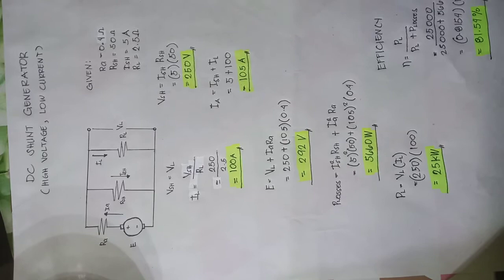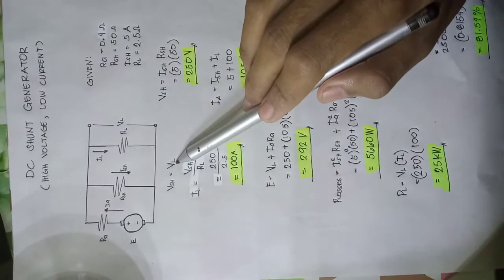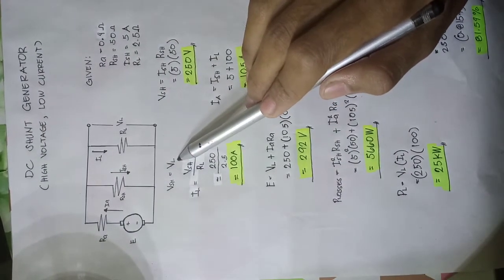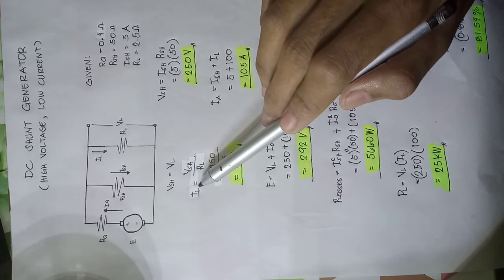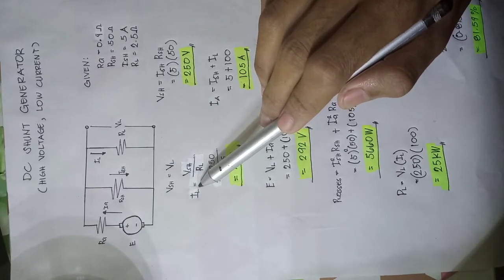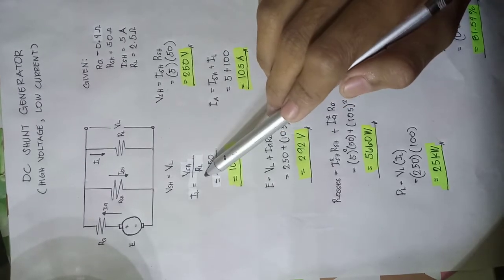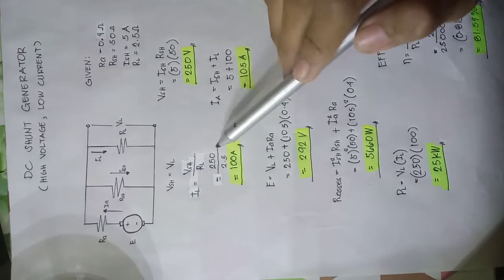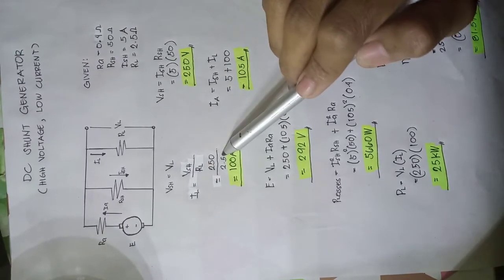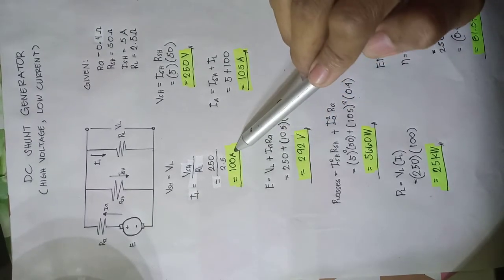So since the voltage of the shunt field is equal to the voltage of the load, we have to get the current of the load. The current of the load is equal to the voltage of the shunt field over the resistance of the load. So 250 over the resistance of the load, which is 2.5. So we have the current of the load of 100 amperes.